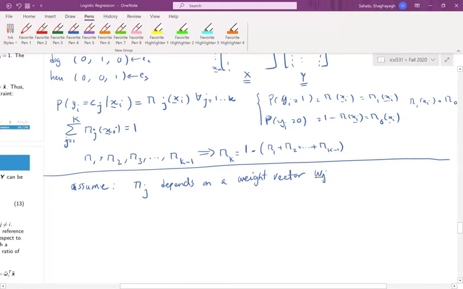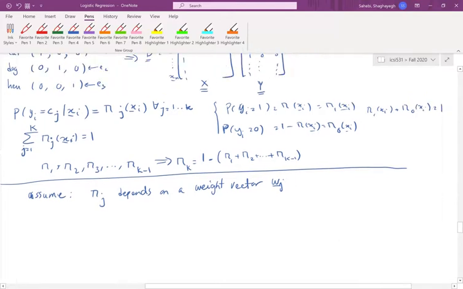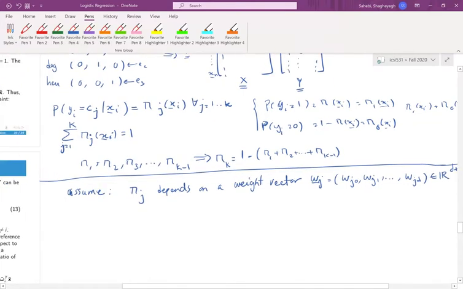Okay, the wj that we are talking about is basically a d plus 1 dimensional vector like this. We are going to have wj0, wj1, etc., until wjd. So basically for each class, we are going to have a different set of parameters w's. And our goal is to be able to estimate all of these vectors, right?